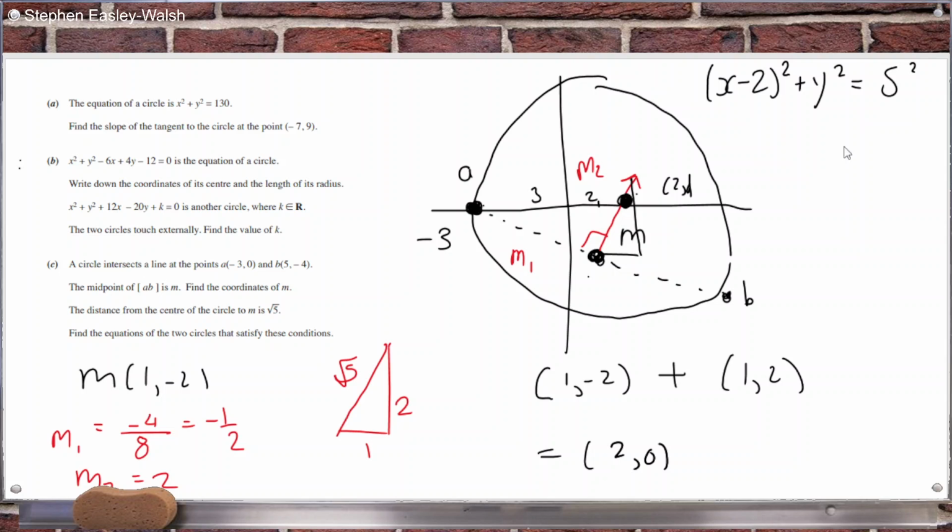Oh, two circles, of course, because I could have gone the other direction. That would have worked as well. So that would be 1 minus 1 is 0, and minus 2 minus 2 is minus 4. So the other situation could have been x squared plus (y plus 4) squared equals 5 squared. Okay.